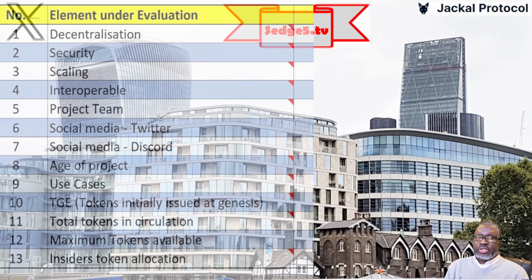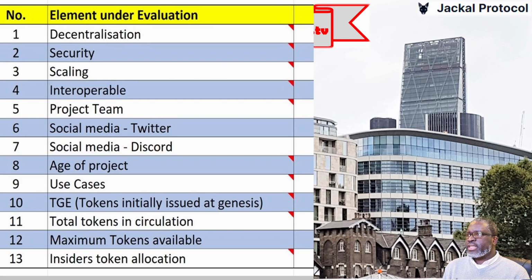And a quick rundown of those 13 elements once more. We've got decentralization, security, scaling, interoperability, the project team, social media presence via Twitter and via Discord, age of the project, project use cases, tokens issued, the project launch, total tokens in circulation at the time of recording, maximum tokens available, as well as insider token allocation.